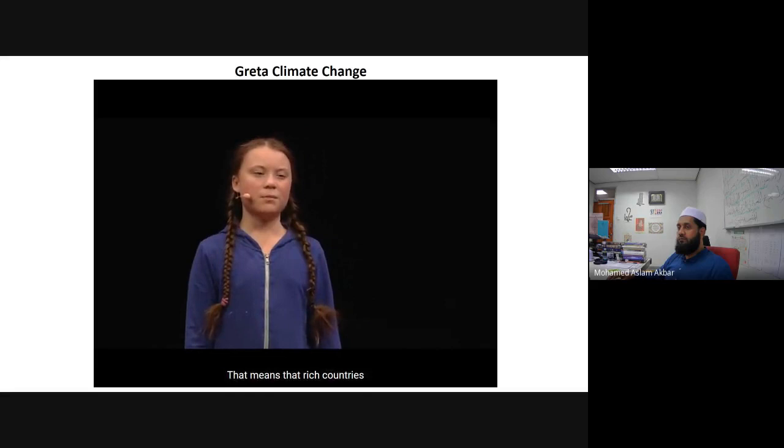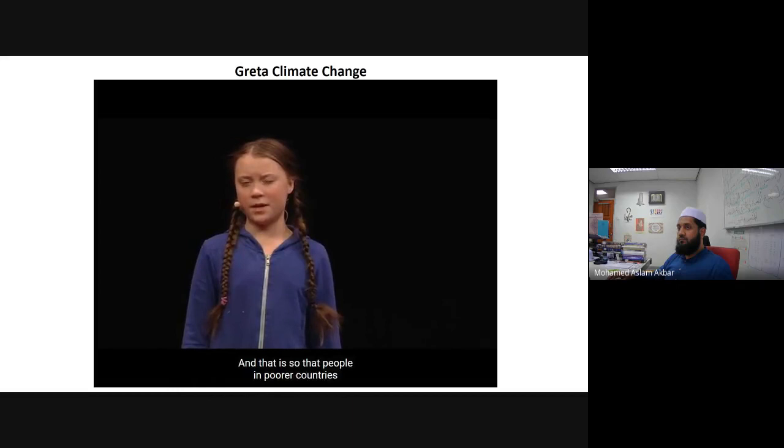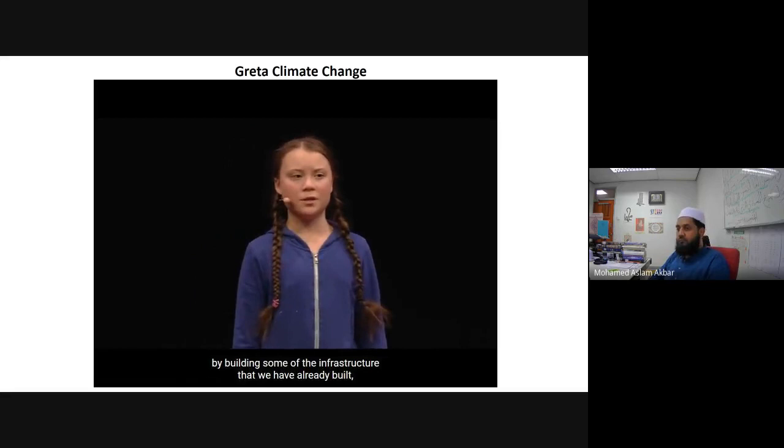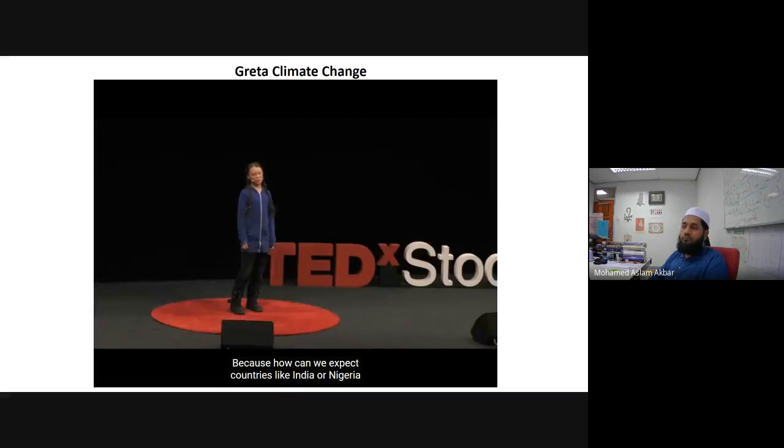That means that rich countries need to get down to zero emissions within 6 to 12 years with today's emission speed. And that is so that people in poorer countries can have a chance to heighten their standard of living by building some of the infrastructure that we have already built, such as roads, schools, hospitals, clean drinking water, electricity, and so on. Because how can we expect countries like India or Nigeria to care about the climate crisis if we, who already have everything, don't care even a second about it or our actual commitments to the Paris Agreement?